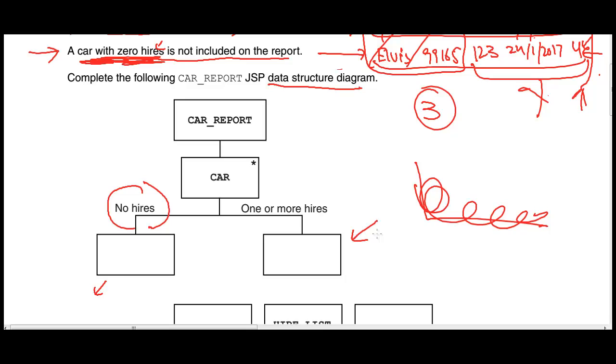This is an if situation, and remember, whenever we have an if situation, to indicate that we have reached this point through an if situation, we are going to draw a circle here. A circle indicates when we have a choice, when we have to do, let's say, 1 out of 2 things, or 1 out of 3 things, or 1 out of 4 things, right? In this case, a car with 0 hires will not be included in the report. So the other way of saying this is that if a car has 0 hires, then we are not going to include this in our report. And if a car has 1 or more hires, then we are going to include this in our report. So that information has been provided.